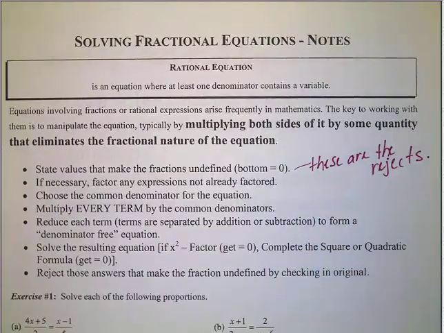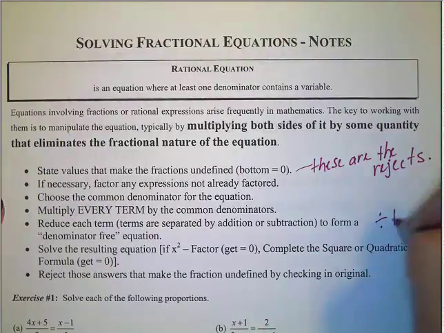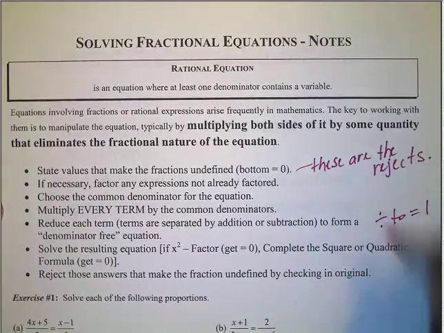Then, if necessary, factor any expressions not already factored. Choose the common denominator for the equation. Multiply every term by the common denominator. Reduce each term. Terms are separated by addition and subtraction to form a denominator-free equation. Remember, we're dividing to equal 1 in that step.